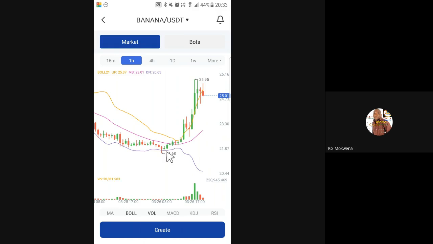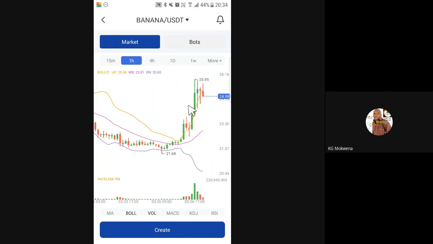We are using the Bollinger Bands indicator. These 3 lines are the Bollinger Bands indicator. So you can learn more even about this, but it's easy to understand. The top line indicates an area of overbought. I mean, the asset has been bought a lot.